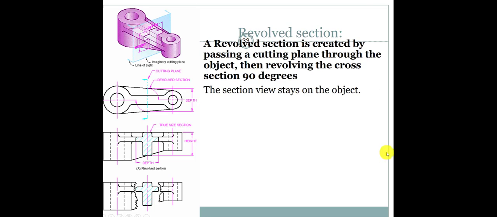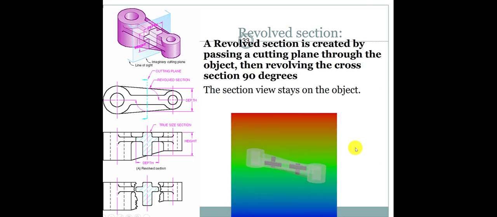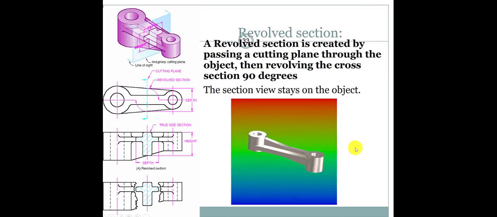A revolved section view is created by passing a cutting plane through an object, then revolving the cross-section 90 degrees. So the section view stays on the object. From this animation, you can see we have the cutting plane cut through the object and then revolve the cross-section by 90 degrees and then add it to the current view.